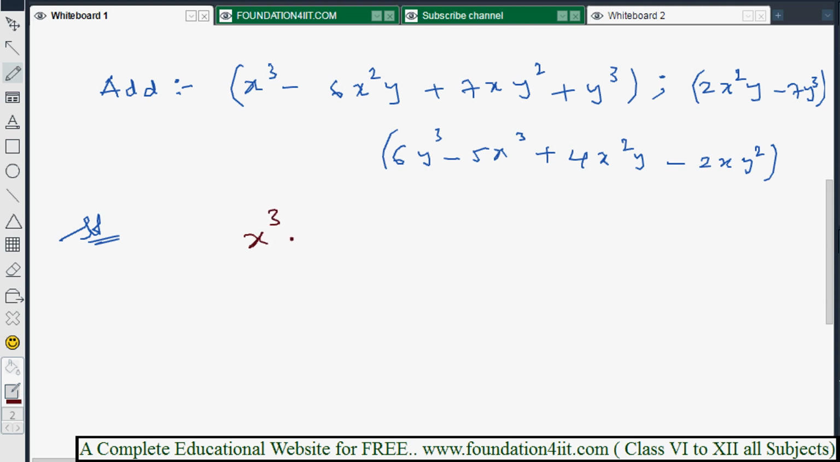x cube minus 6x square y, this is the first polynomial, plus 7xy square plus y cube. Now under this, next is 2x square y. Okay, if you observe, the next polynomial has only two terms, x square y and y cube. So under x square y we'll write this first term, and minus 7y cube under y cube we'll write this 7, and for first and third we'll give the gap as it is.